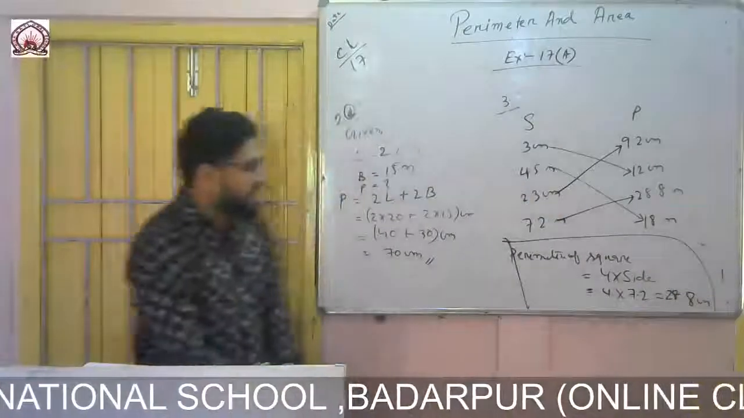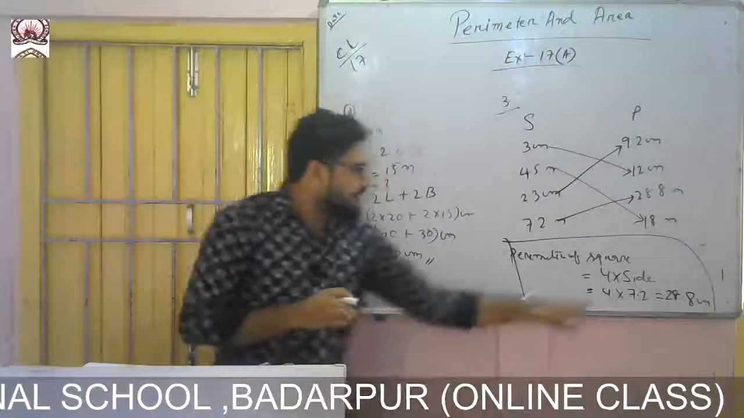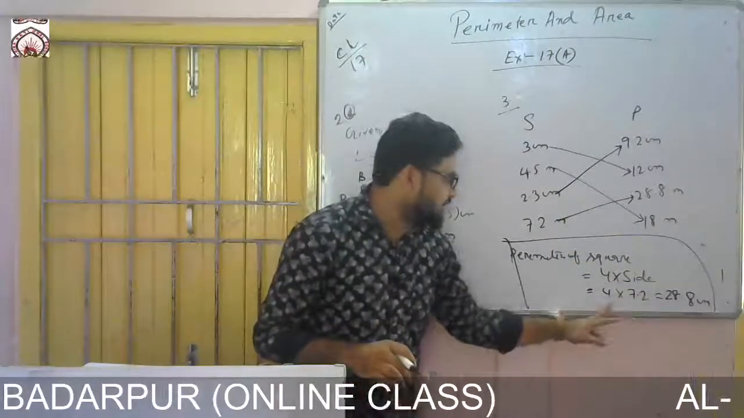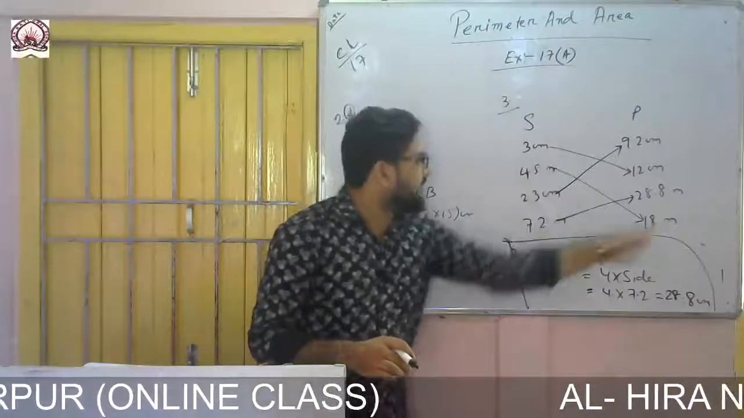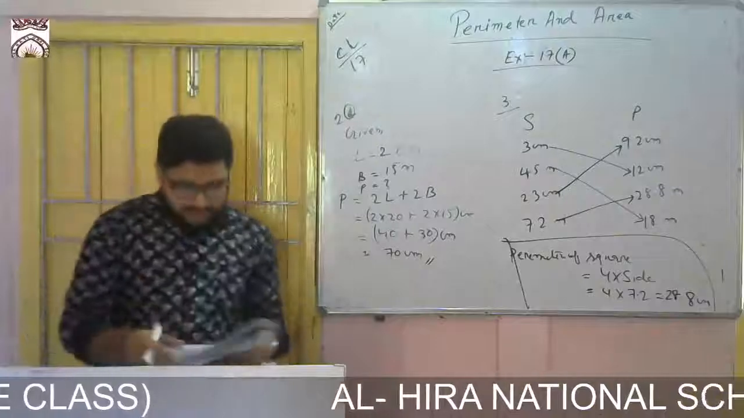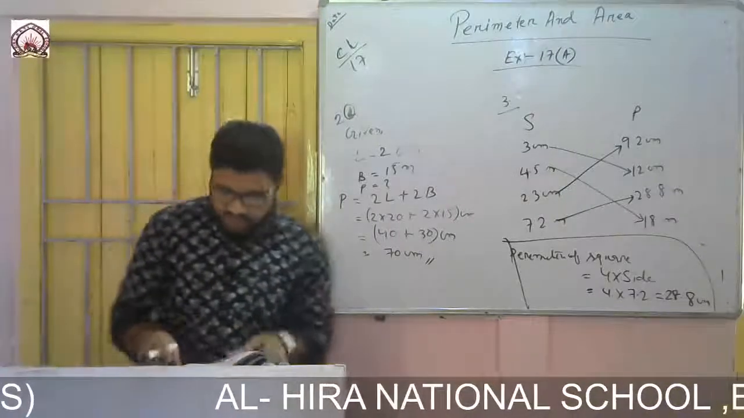So by using this formula you will find it. Perimeter of a square equals 4 into side. By using this formula, replace the side and multiply with 4, and you will get the answer. Okay. So question number 3 is finished.